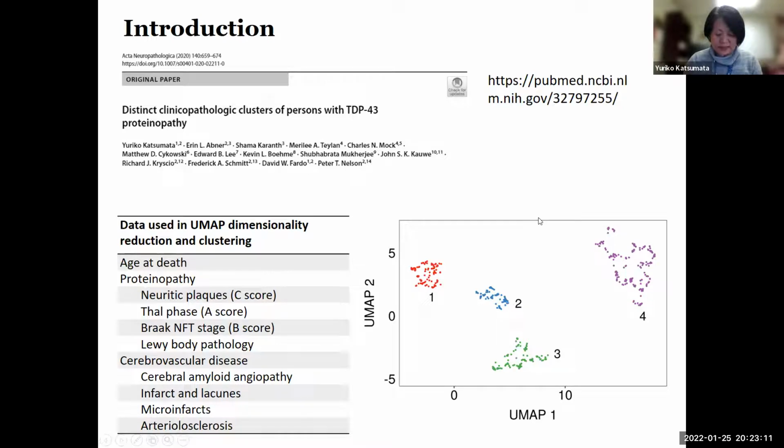TDP-43 proteinopathy is a neurodegenerative pathology present in up to 50% of aged persons with dementia. In previous work, we reported 4 distinct clusters for people with TDP-43 pathology based on age at death and neuropathologic data in the National Alzheimer's Coordinating Center neuropathology data.